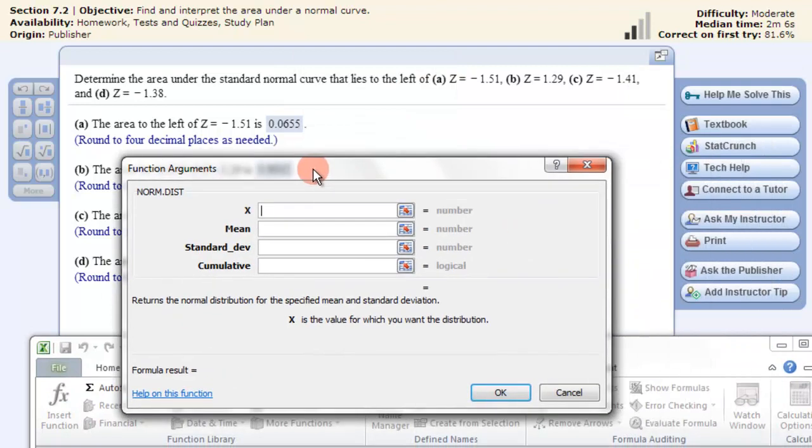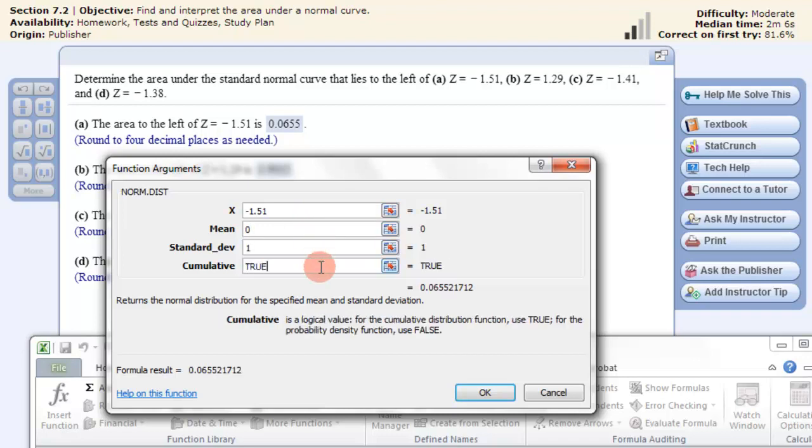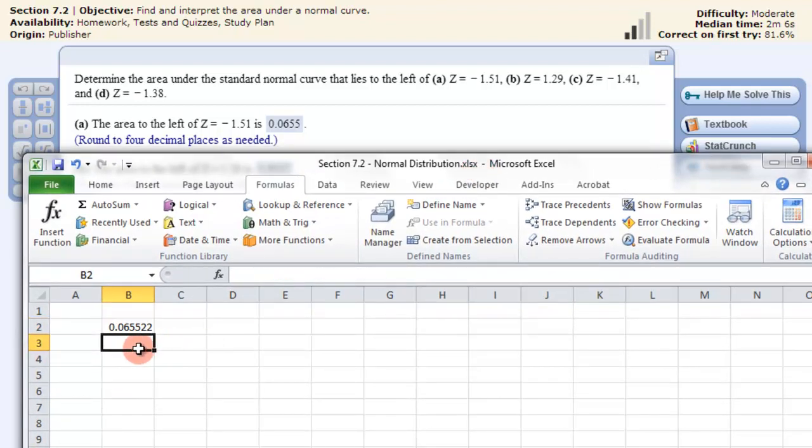Here's the problem right here. It says determine the area under the standard normal curve that lies to the left of this z value. So we want to know the area or the probability that lies to the left. Well, the x value is going to be the z value because it's a standard normal curve. On a standard normal curve, the mean is 0 and the standard deviation is 1, so this would be the x random variable of -1.51, actually, in this case. The mean is 0, standard deviation is 1, and cumulative will always be true because that just adds it all up from the left. Then we hit enter. This will give me the probability or the area to the left of -1.51.